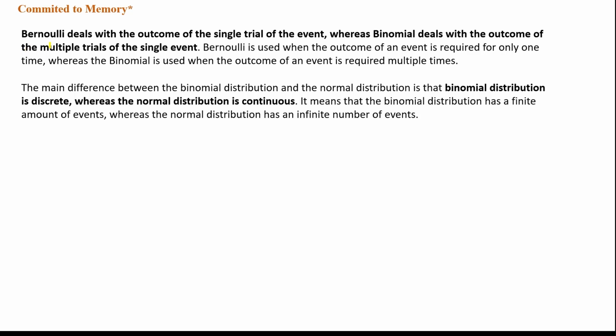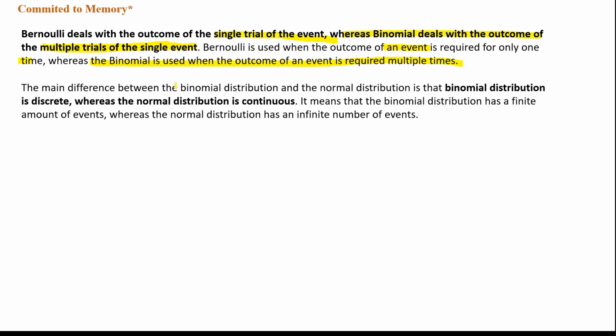It says Bernoulli deals with the outcome of a single trial of the event, like we have discussed, whereas binomial deals with the outcome of multiple trials. Now you got it. What is the difference between the Bernoulli distribution and the binomial distribution? In the Bernoulli distribution, although there are two cases, success or failure, it happens with respect to a single trial of the event. But in the binomial distribution, it happens with respect to multiple trials of the event, right? So Bernoulli is used when the outcome of an event is required only one time, whereas binomial is used when the outcome is required multiple times. This is the difference between the Bernoulli and binomial distribution.